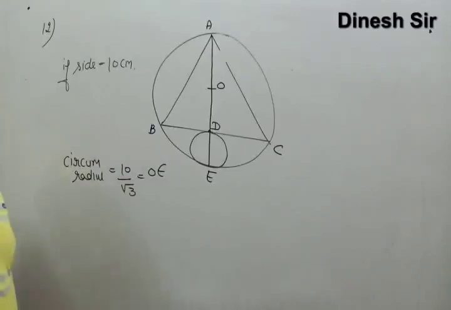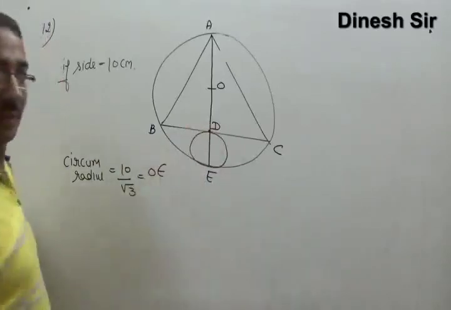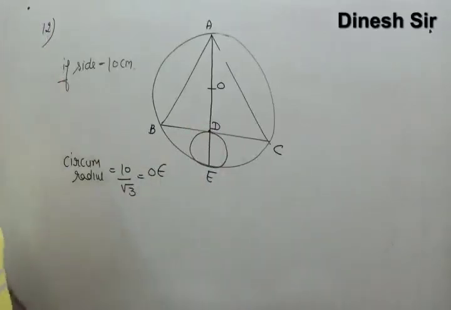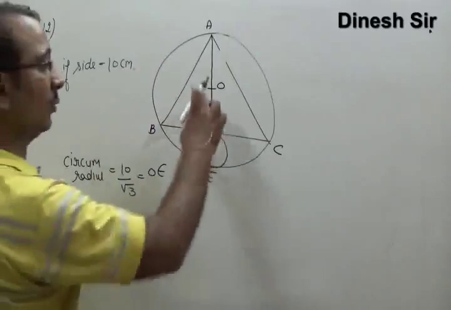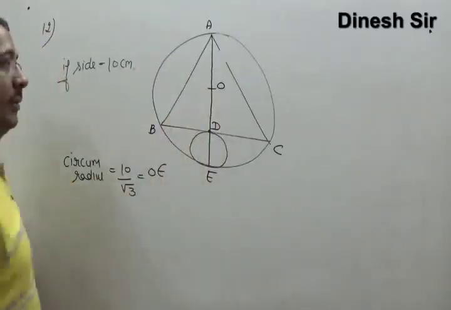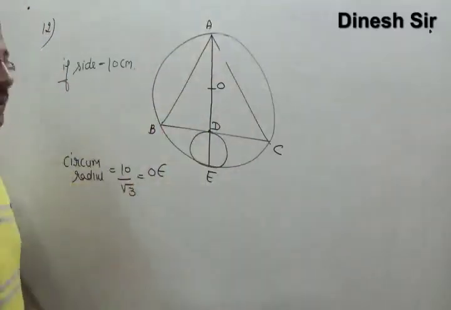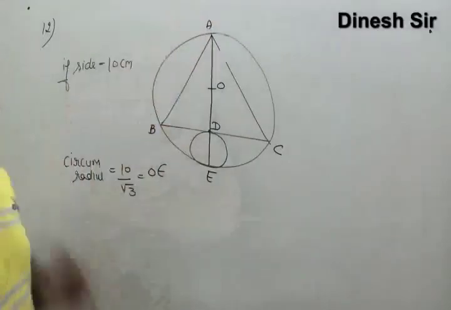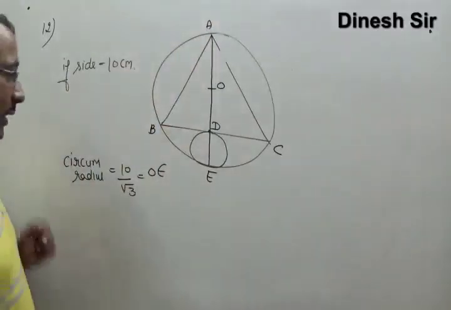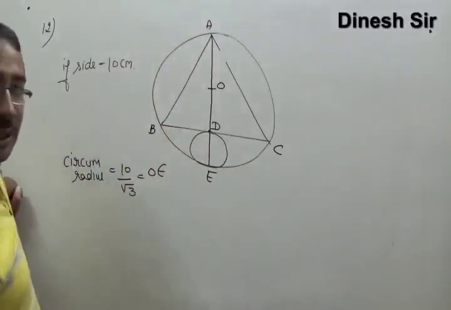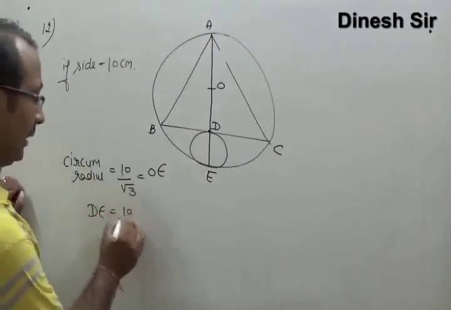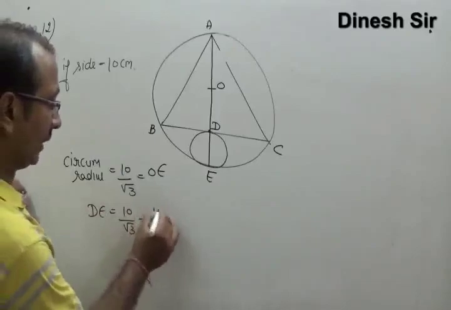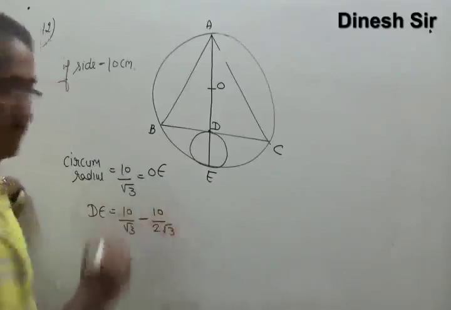Then what do I further require? I require this DE. I have to take half of it, that is my answer. For that I require this AD, right? So this AD is the inradius, because in an equilateral triangle, this is the circumradius and this is the inradius, and inradius is a upon 2 root 3, so that is 10 upon 2 root 3. It means if I have to find DE, DE would be 10 upon root 3 minus 10 upon 2 root 3.